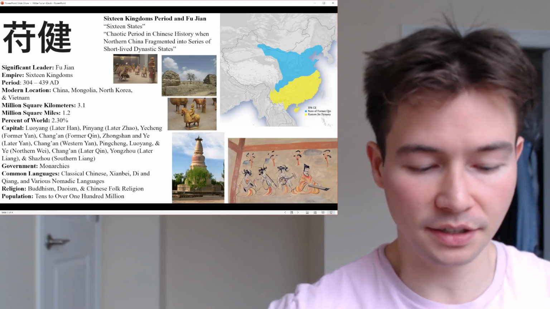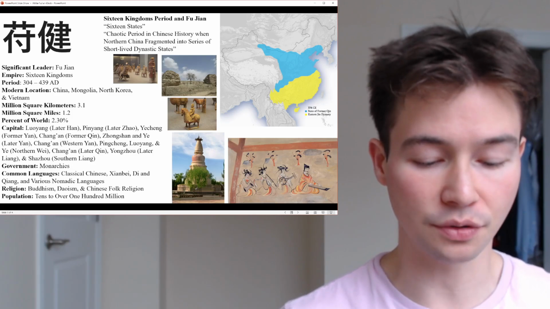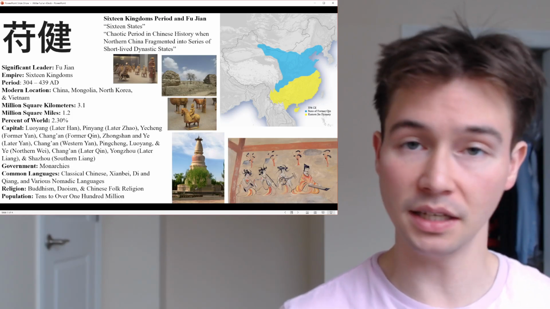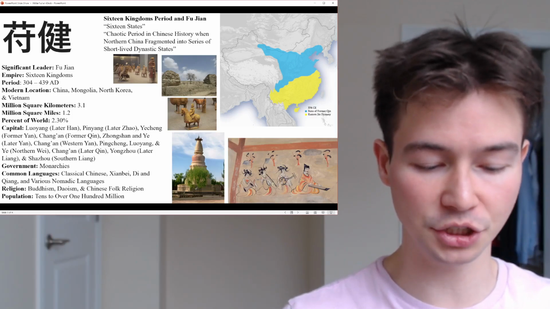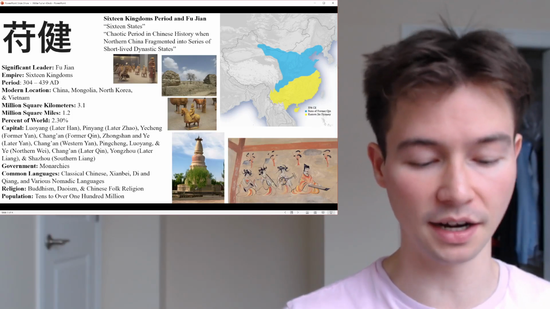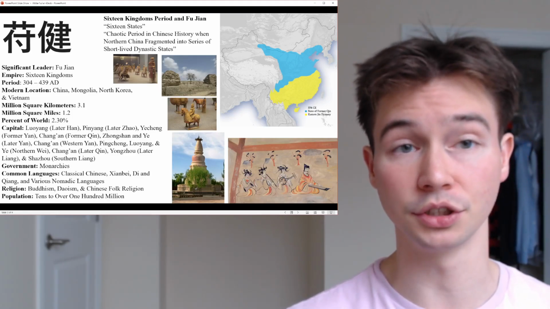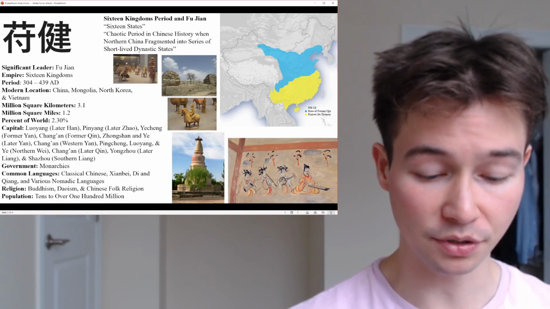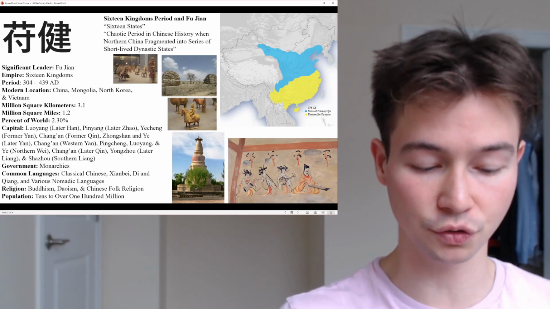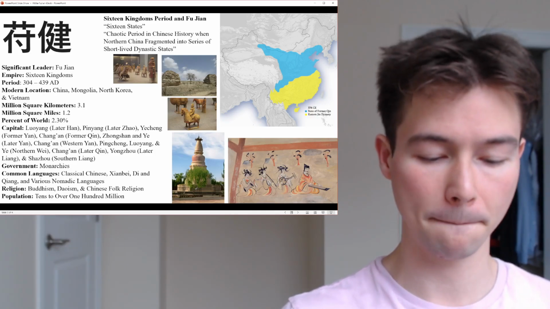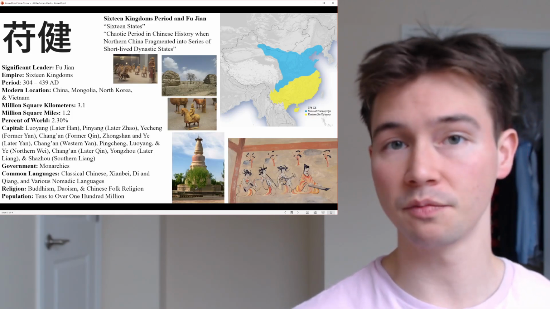So the 16 Kingdoms period, which lasts between 304 to 439 CE, Common Era, was a tumultuous time in Chinese history marked by the fragmentation of the Jin dynasty and the emergence of multiple independent states in northern China. This period saw the rise and fall of various ethnic groups and warlords, each vying for control over the northern territories.